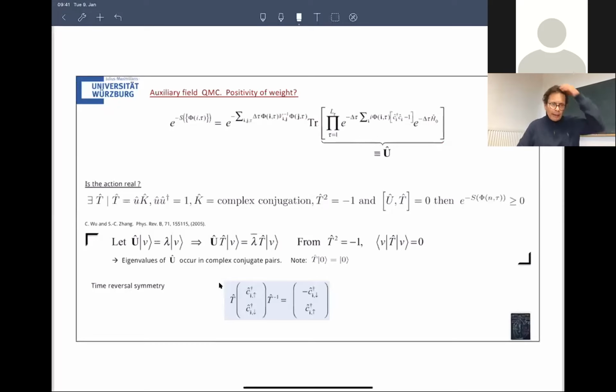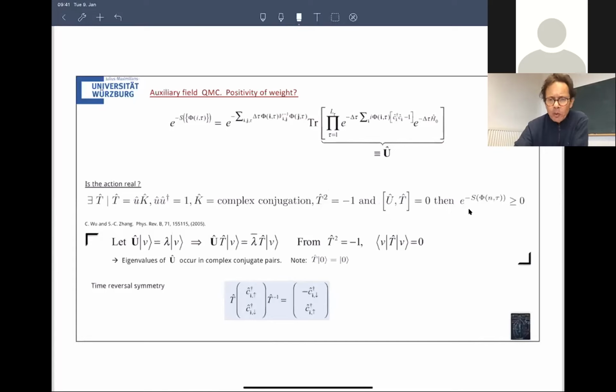We will assume, so that the question is whether the action is real, right? We will assume that we have an anti-unitary operator which squares to -1. So what does that mean? T hat is an anti-unitary operator. That means that it can be written as U hat, a unitary operator, times K, the complex conjugation, okay? And we would like this operator to square to -1. And we would also like this T hat to be a symmetry of the propagator U hat, right? So that these things commute.